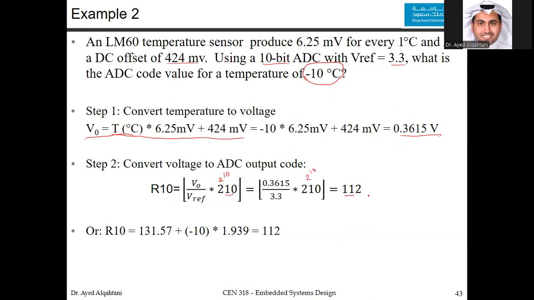And you calculate it, it will be 112. In the same way, you could actually use the equation that we found in the previous slide directly, and you plug in the temperature -10 here, and you will get the same result as well. Personally, I like to do it in 2 steps to see at every stage what is the value generated from it.